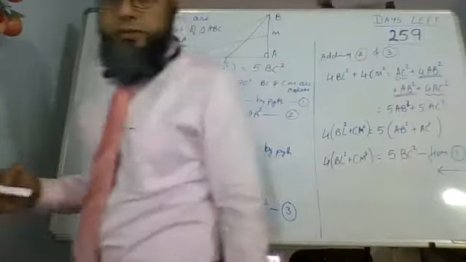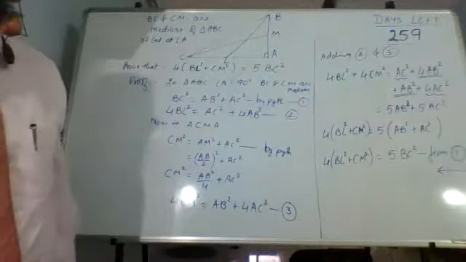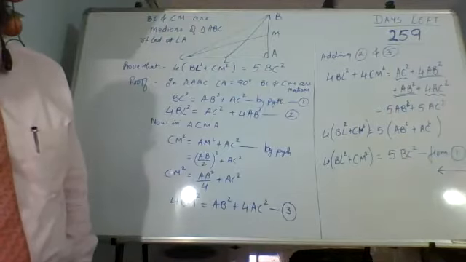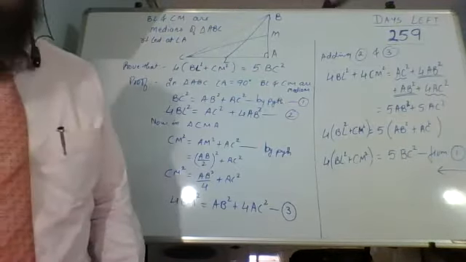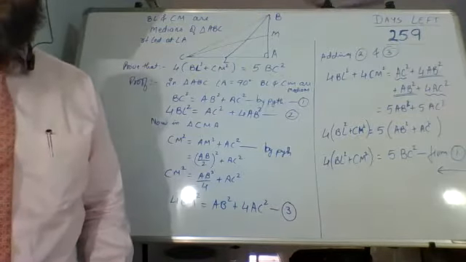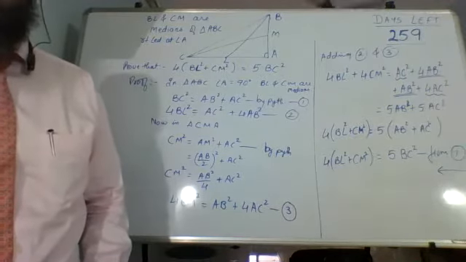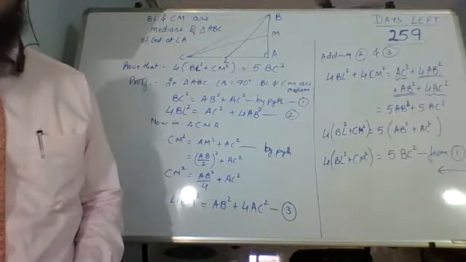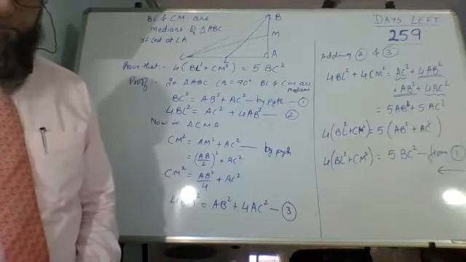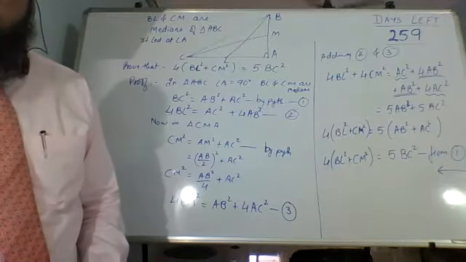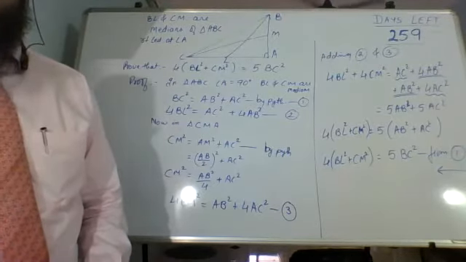Now copy this. Okay, that is how we get it. 4 BL square plus CM square equals 5 BC square. Let me know once we have done.